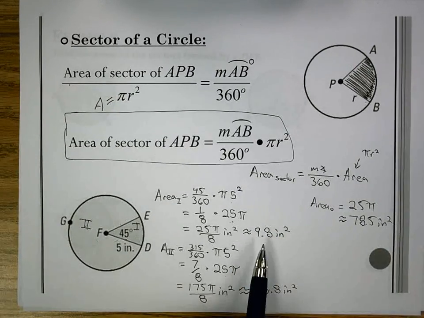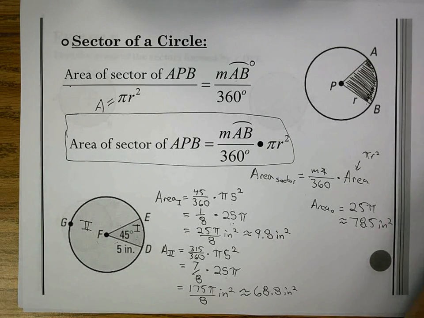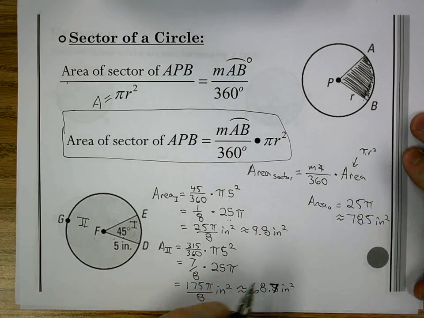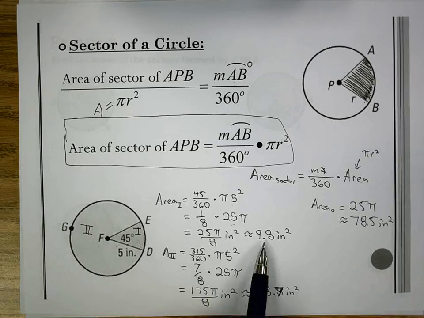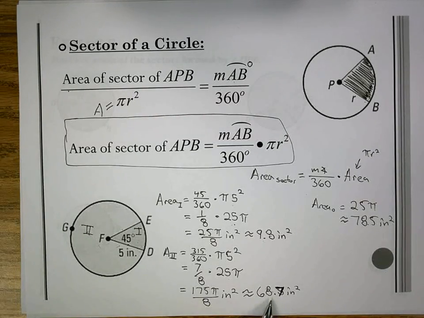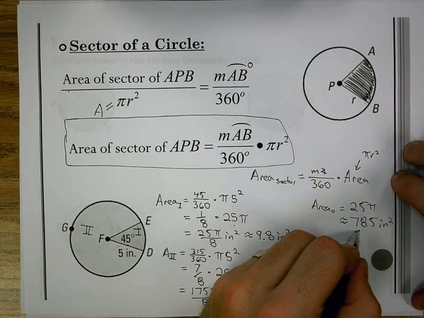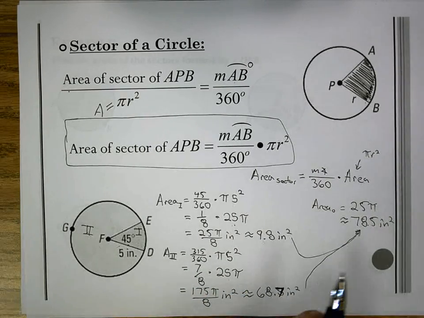Now, if I combine these two, looks like we rounded on here. Let's check. That's right. We want to make this 68.7 just to help our point be a little clearer here. If I combine these two, 9.8 and 68.7, I find that they do in fact add up to 78.5, which they should, because that's the area of the whole thing.